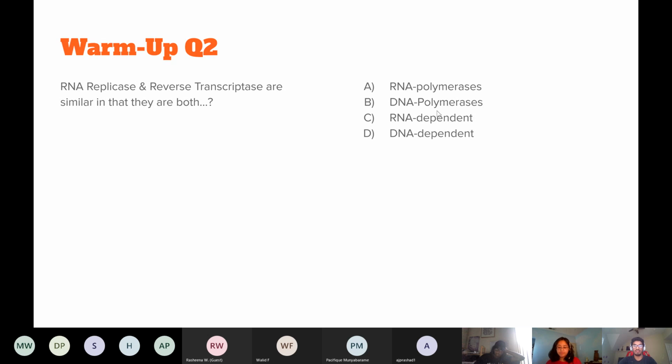You also have to consider that it's RNA dependent, because it uses RNA to make the DNA. So now we compare that to RNA replicase and see how they are similar. An RNA replicase is RNA dependent, so it also uses RNA, but it makes RNA. So it's an RNA polymerase. They're both similar in that they're RNA dependent, but they differ in that one is an RNA polymerase and one is a DNA polymerase. So the answer in this case is C. All right.